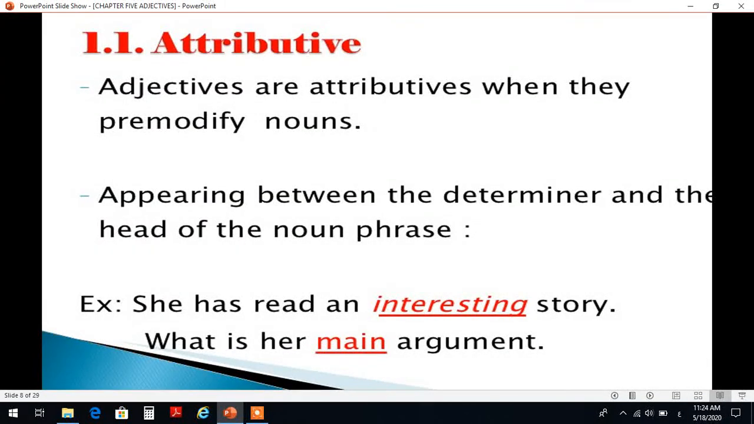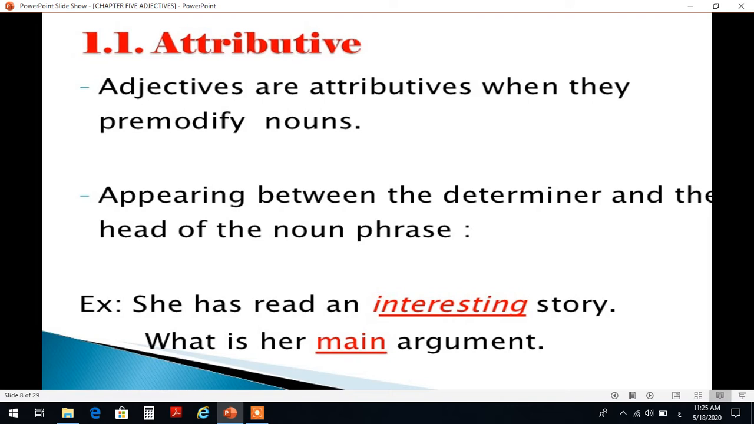So as you see here, some other classification or description of attributive adjectives and some other examples. Adjectives are attributive when they pre-modify nouns, appearing between the determiner sometimes and the head of the noun phrase. For example, we say, she has read an interesting story. So interesting is the attributive adjective, and as you see, the position here is between the determiner and the head noun story. Or we can say, what is her main argument?